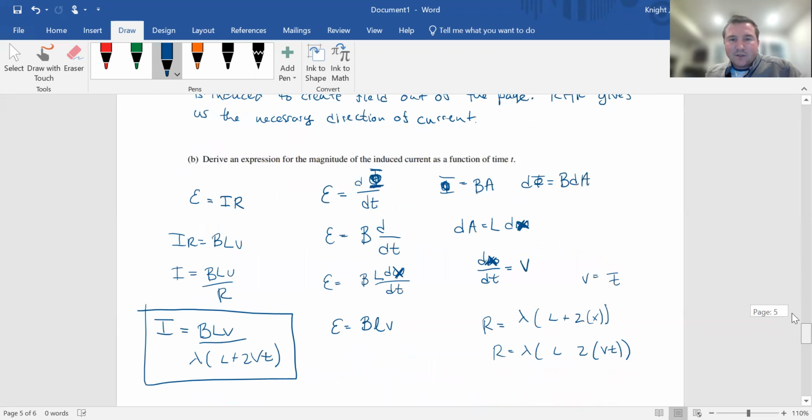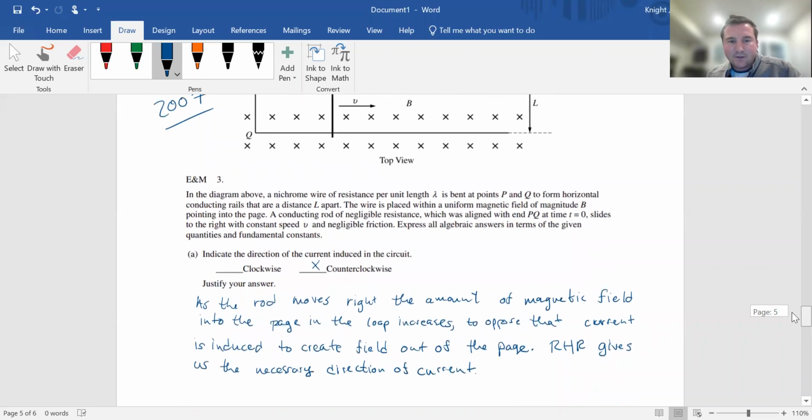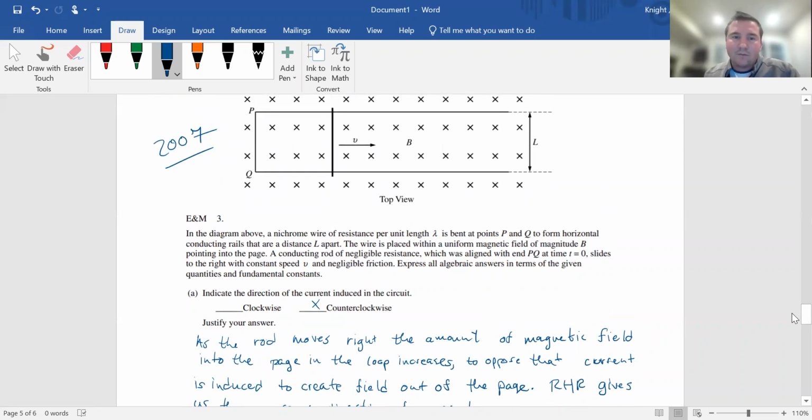Indicate the direction of the current in the circuit. So we have an induced current because we are moving our rod to the right? That is increasing the amount of magnetic field in this loop right here. Right, as that loop gets bigger, we're going to get more magnetic field into the page. The current in the wire is going to act to oppose that. So if we're getting more magnetic field into the page, the induced current is going to want to create field out of the page in order to oppose that increase into the page.